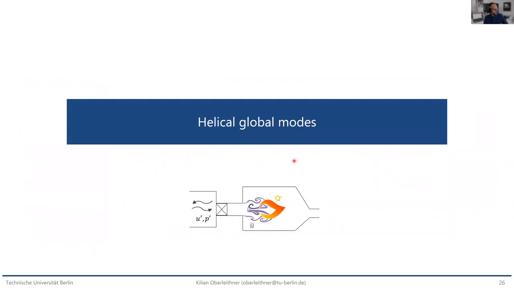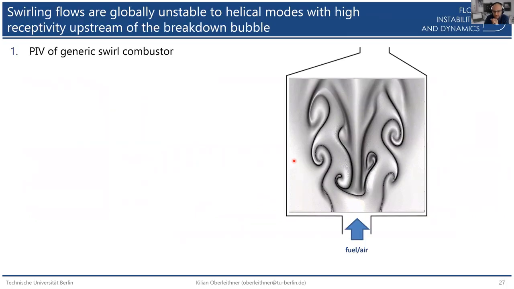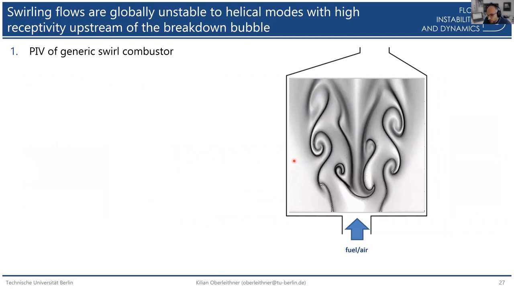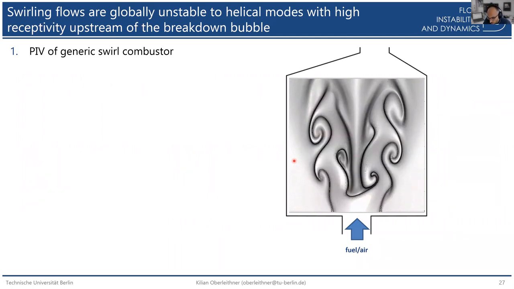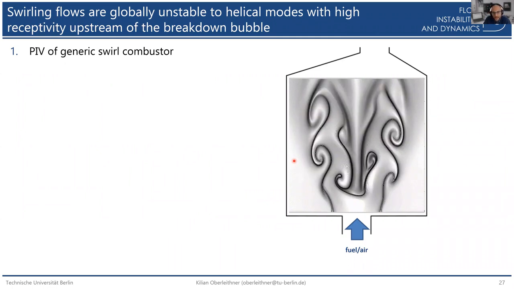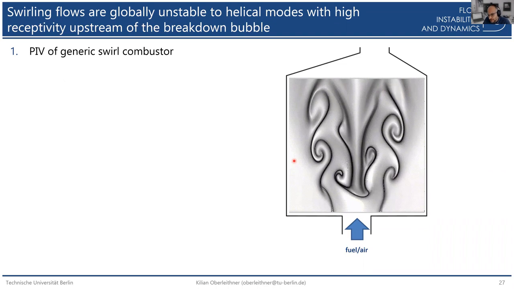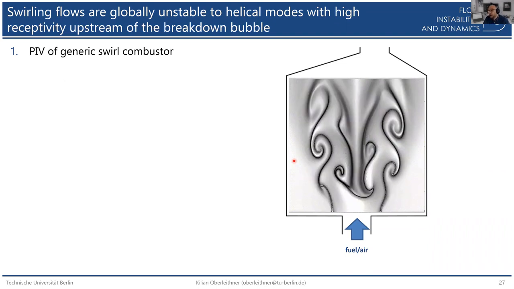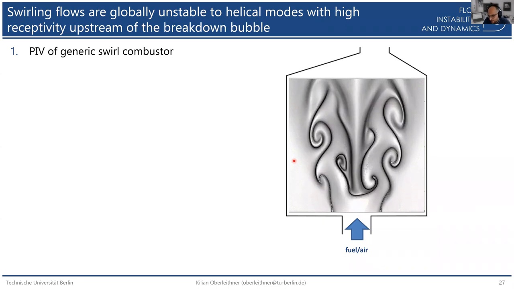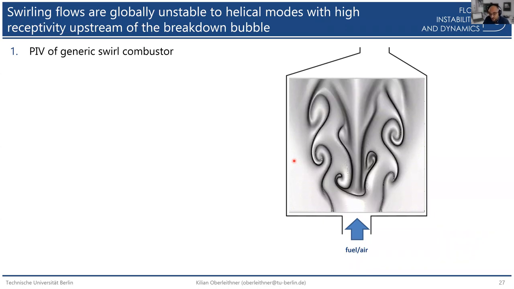Okay, that was it regarding the inertial waves, and I come now to the last topic, which is the helical global modes. So basically, the most dominant global mode you find in swirling flow with ongoing vortex breakdown is a single helical global mode. This is very established information right now. And our question was, how does this global mode affect the combustion process in general? And today I'm going to talk about its effect on thermoacoustics in particular.